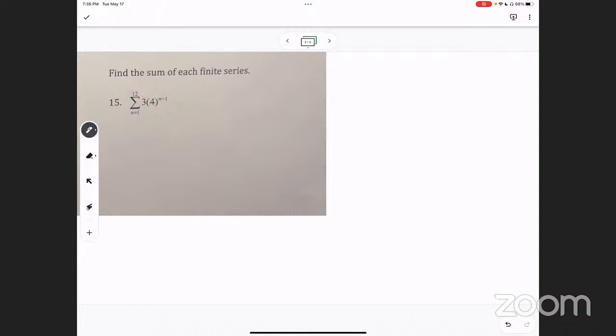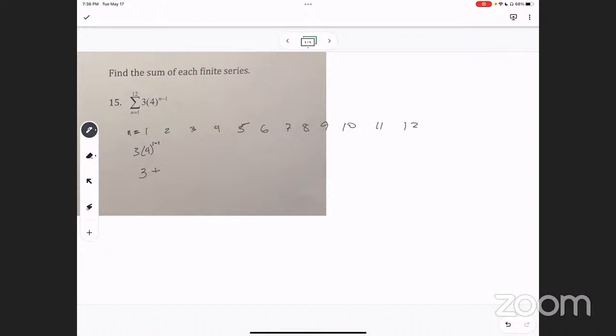The best thing to do for this, to start at least, is just to write them out. So if n equals 1, or n equals 2, 3, 4, 5, 6, 7, 8, 9, 10, 11, 12, then the terms of my series would be 3 times 4 to the 1 minus 1. What's 1 minus 1? 0. And what's 4 to the 0? 1. Good. So this is 3.